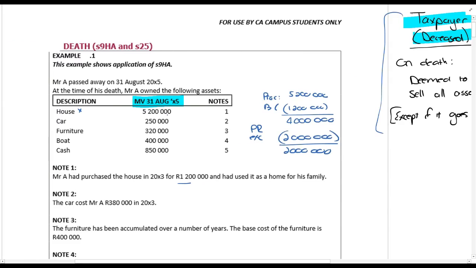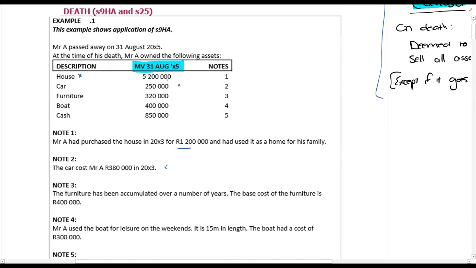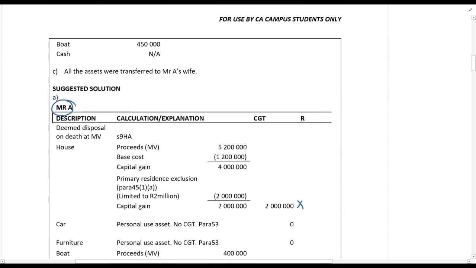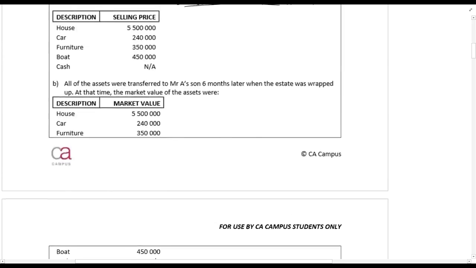Next one is the car. It is his personal vehicle, cost him 380,000 rands. Guys, that car is a personal use asset, so there will be no CGT. Furniture is the next one, 320,000 rands, also a personal use asset. So let's just do those two first: car and furniture, personal use, personal use.